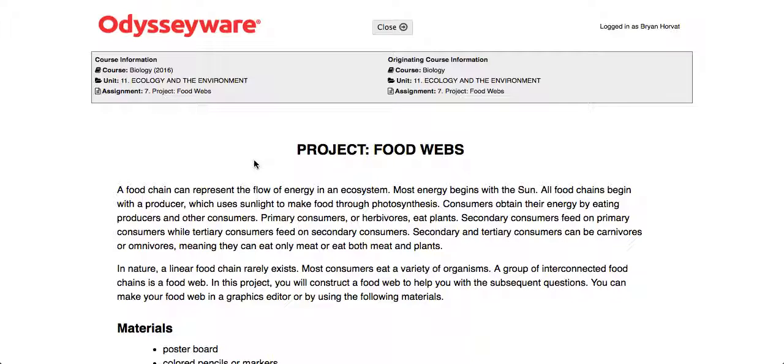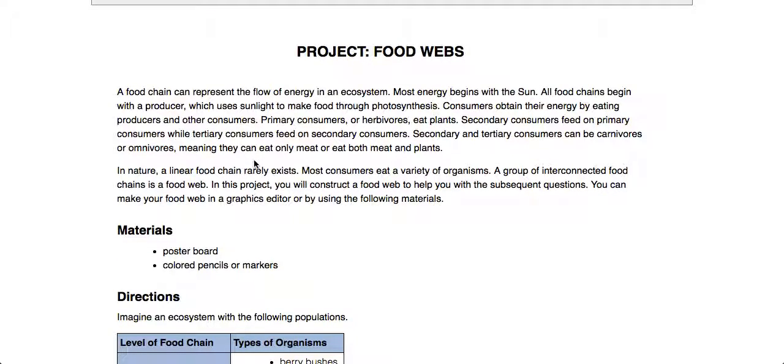So in this project, you're going to construct a food web to help you answer the questions. You can make your food web however you'd like. It says a poster board and colored pencils or markers, but you don't need to do it on a poster board. You can do it something as simple as a pencil and paper, or you can even do it online. I will post a food web maker link under this video. You can screen capture it and send it to me that way too. So you don't really need any materials for this project if you don't have them.